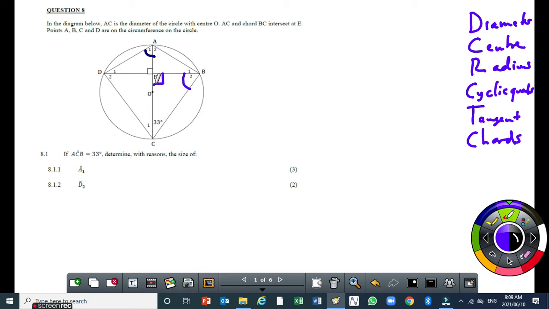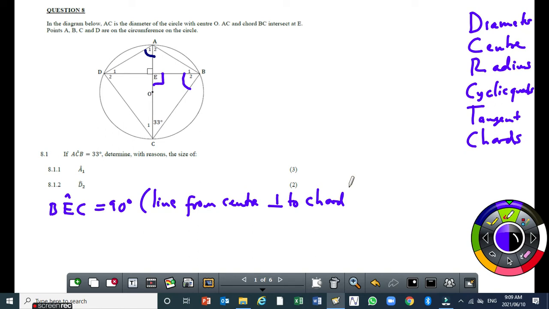So I'll say BEC is equal to 90 degrees. My reason will be line from center, perpendicular to chord. That is theorem 1. Well, why is this angle here 90 degrees? If you decide to say so, then it's fine. How do you get that reason? Well, if you want to put given, it's fine. But to me, to be on the safe side, I'll put the theorem itself.